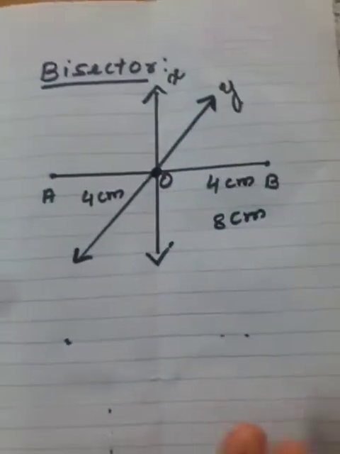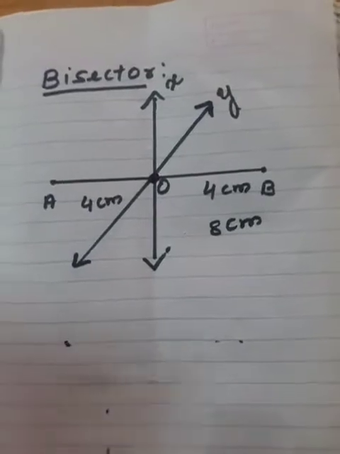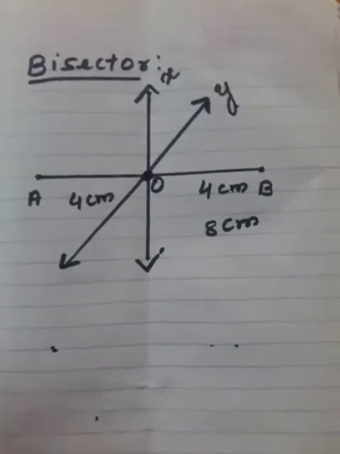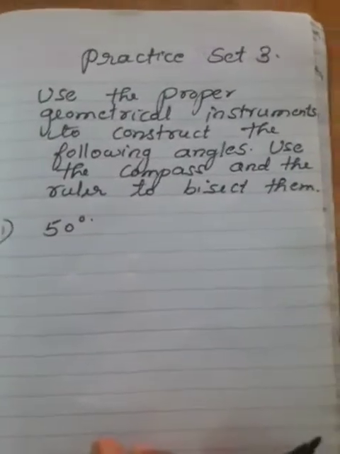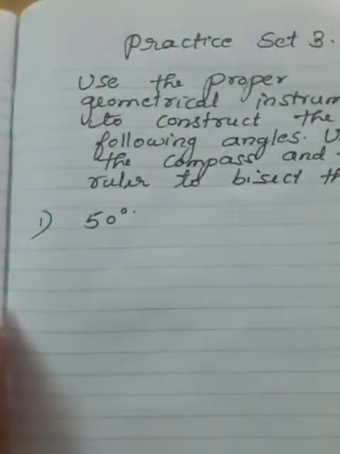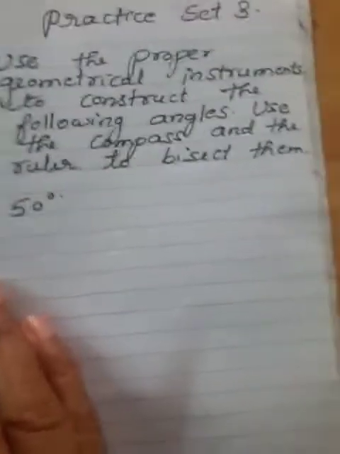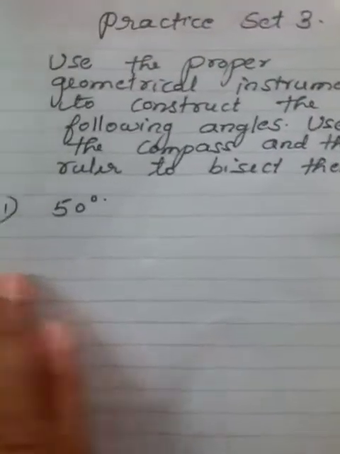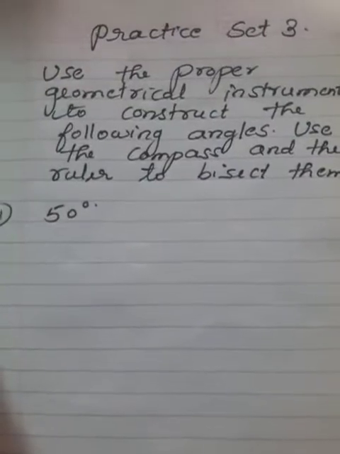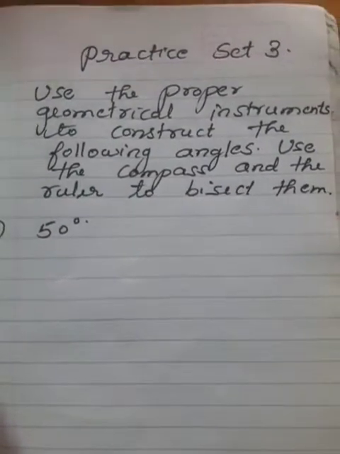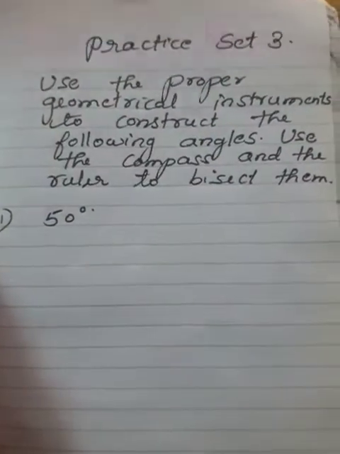Okay. Now let's see what is angle bisector. Now let's see how to bisect the angle. How to bisect the angle means how to divide the angle into two equal parts. Just now you saw how to divide the segment into two equal parts. Now angle bisector means what? We have to divide the angle into two equal parts.